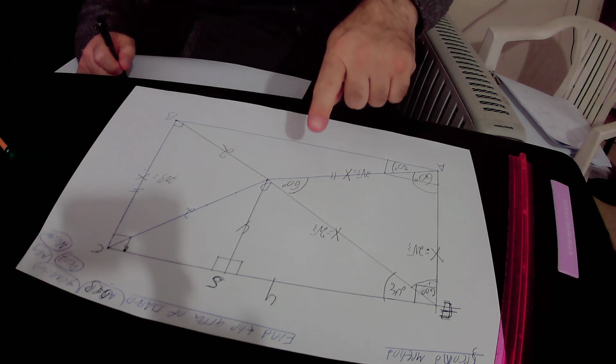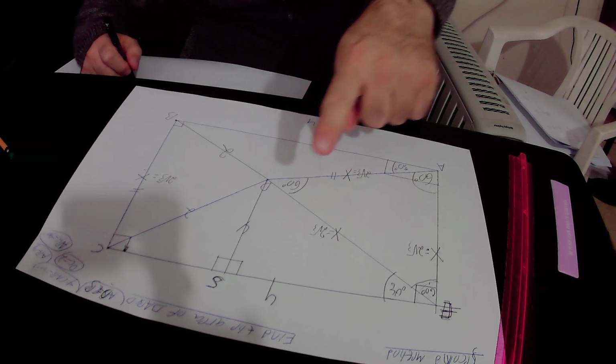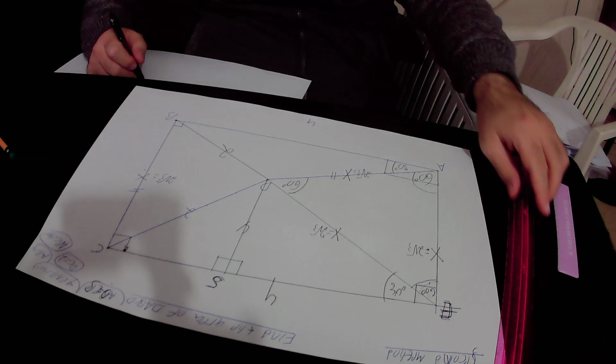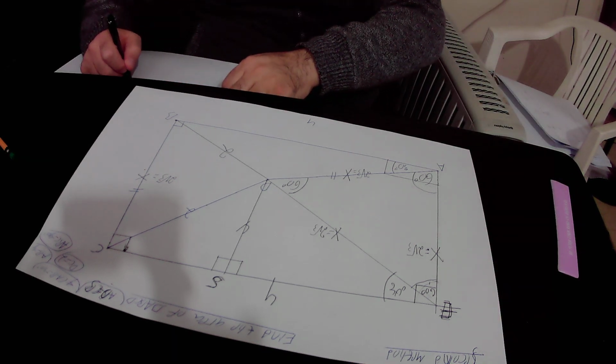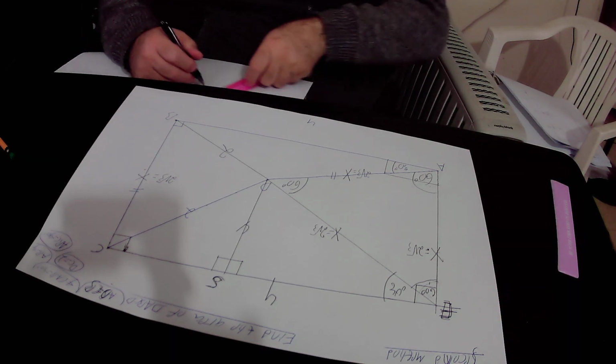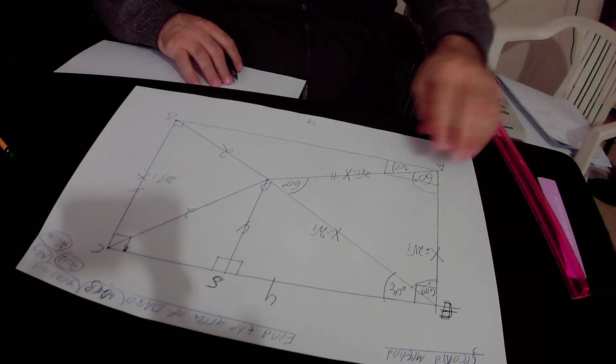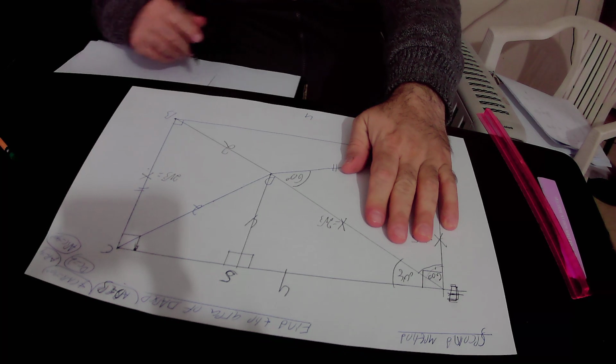In the next step, we will calculate the value of the height of triangle DCE. The height of triangle DCE is actually sine 30 degrees.